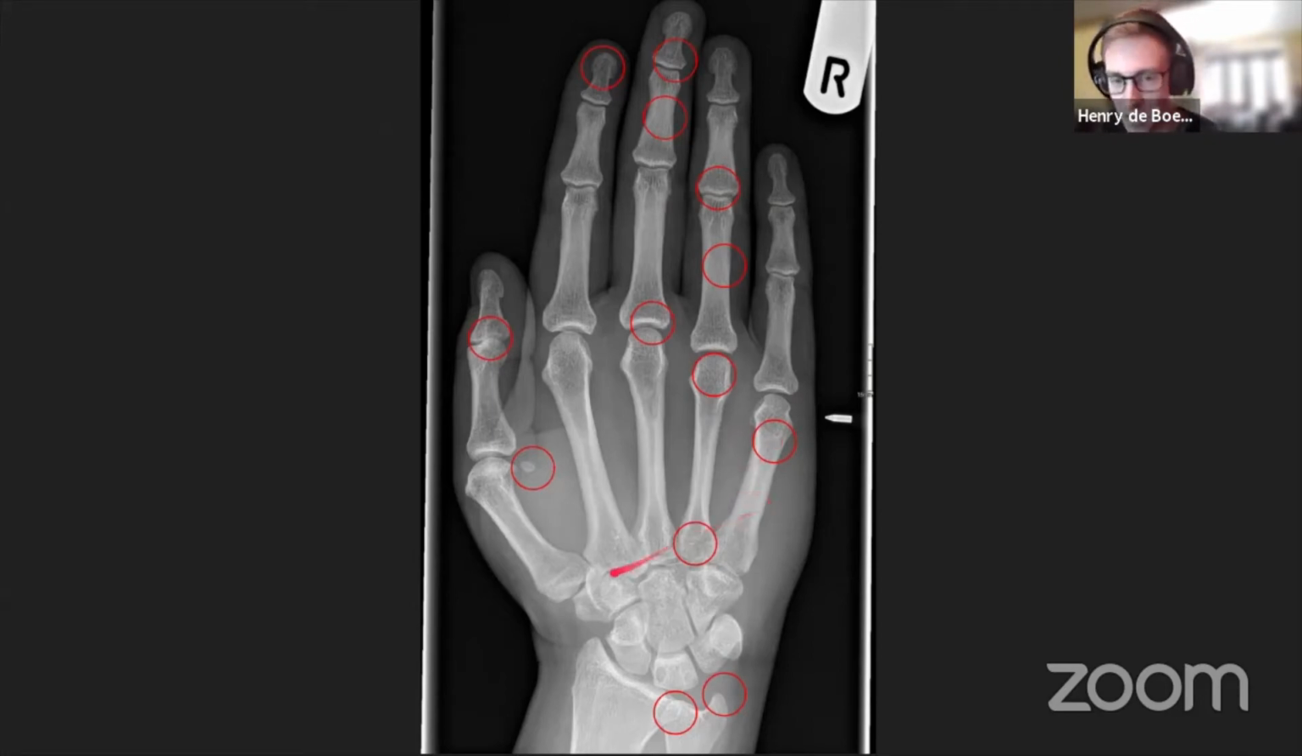radiographs. And the metacarpals have a base, a shaft, a head, and then the junction between the head and the shaft is the neck. So this would be the base of the right ring finger metacarpal.